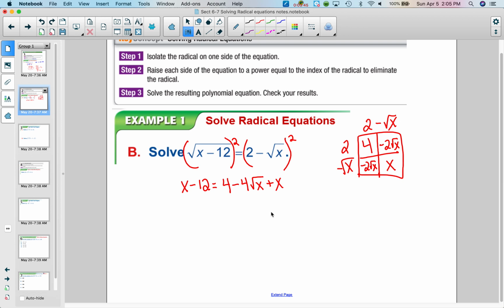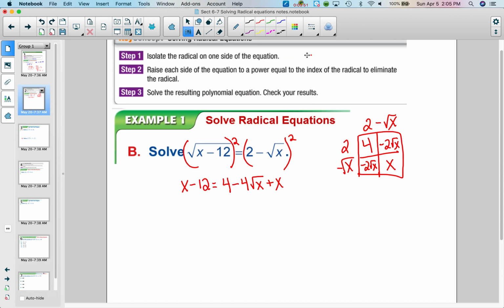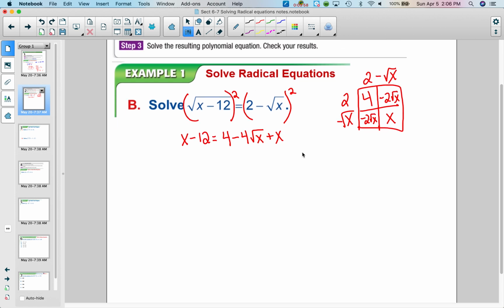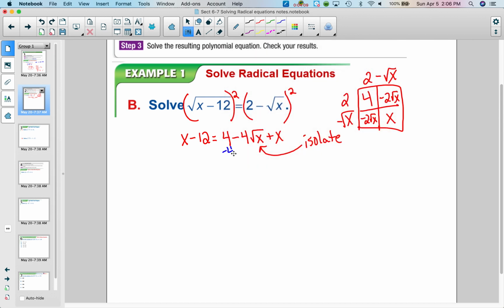So you'll see I still have a square root in my answer. So that's kind of a drag. So I go back to step 1, which says to isolate the radical on one side of the equation. So I just have to go through the process again. So now we have to isolate this term right here, which means I need to subtract the 4 from both sides, and I need to subtract the x from both sides. So what do I get? The x's are gone. Negative 12 minus 4 is negative 16. Those are gone.